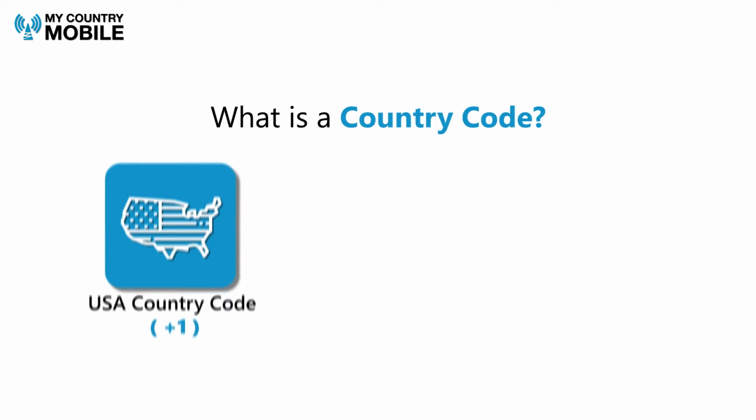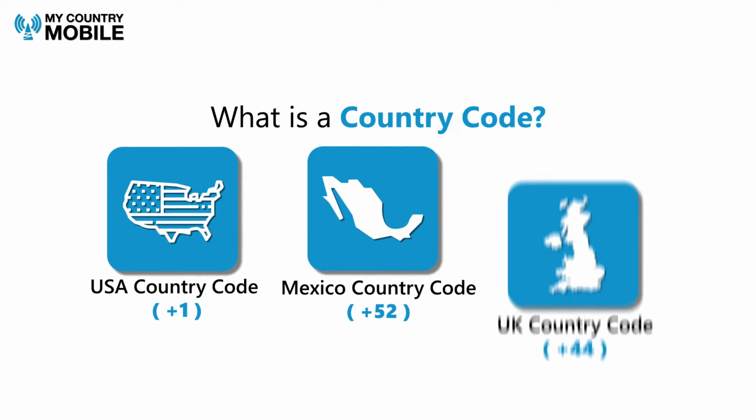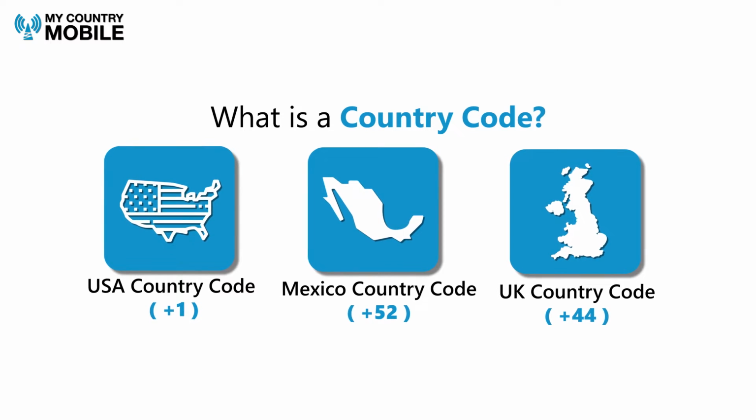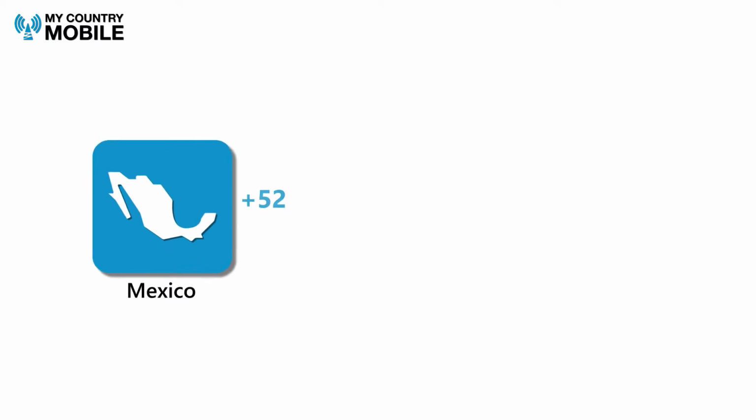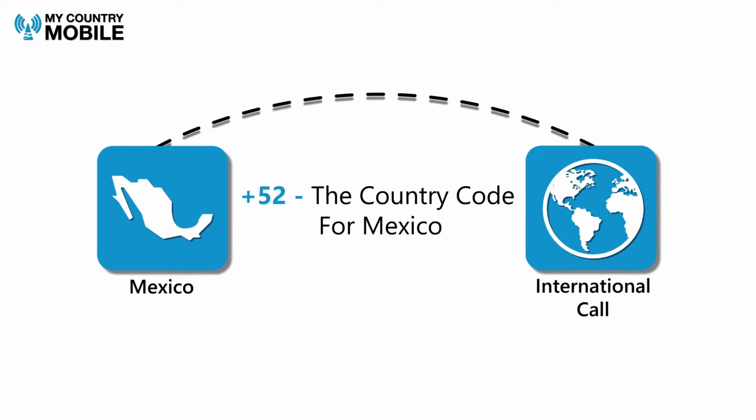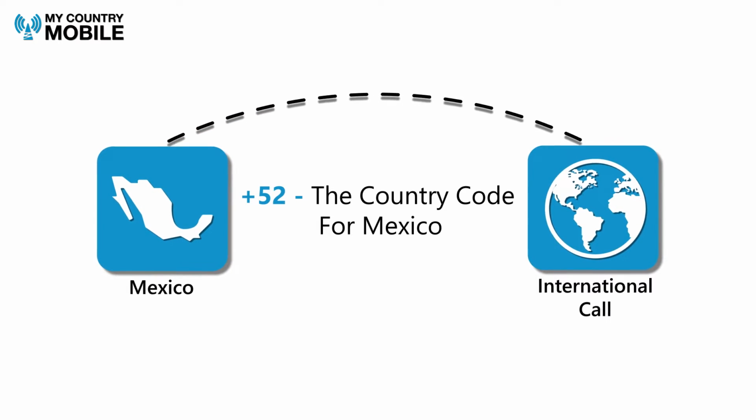A country code is a numeric prefix used to dial into a country from abroad. It's essential for international calling. For Mexico, the country code is +52. This code is necessary when making an international call to Mexico.